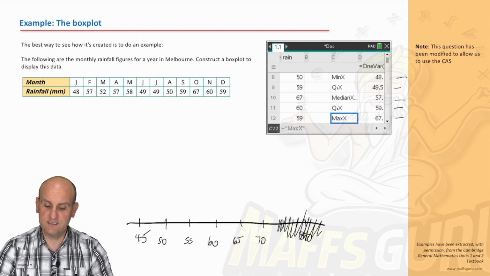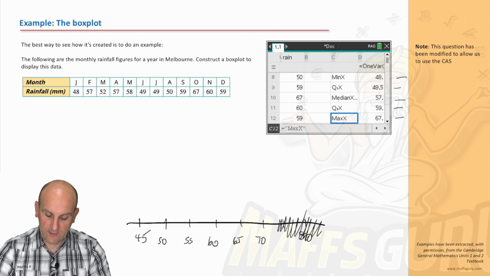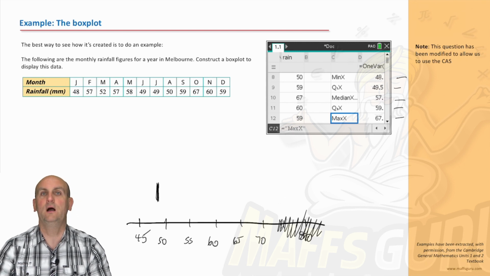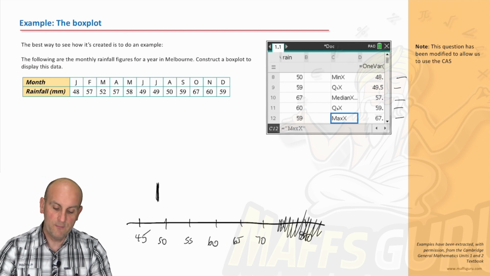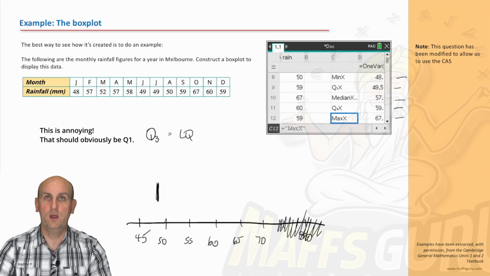Well, the first one I tend to plot is Q1 of X. That's my lower quartile at 49.5. And when you do that one, that is just a vertical line. Now, you're not going to color yours in. I'm just trying to make mine a bit thicker because my pen, for some reason, isn't very thick. But that is my value of my lower quartile. Remember that Q1 is the lower quartile of the data.